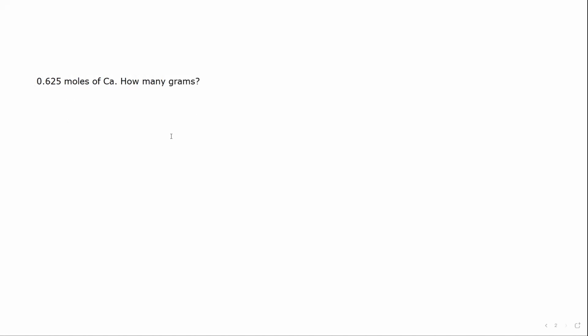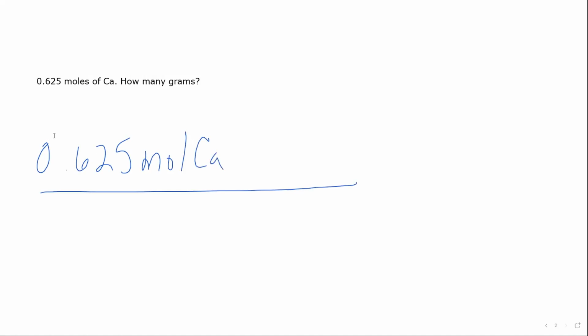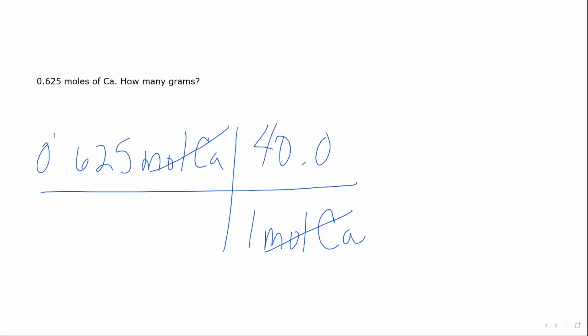To do that, we're going to start with what we know. What we know is 0.625 moles of calcium. For every mole of calcium, moles has to go on the bottom so we can cancel. And on the periodic table, it says it's 40.08 grams of calcium.